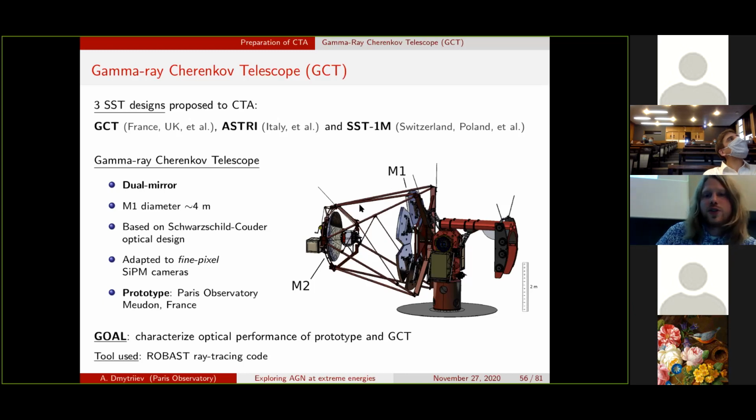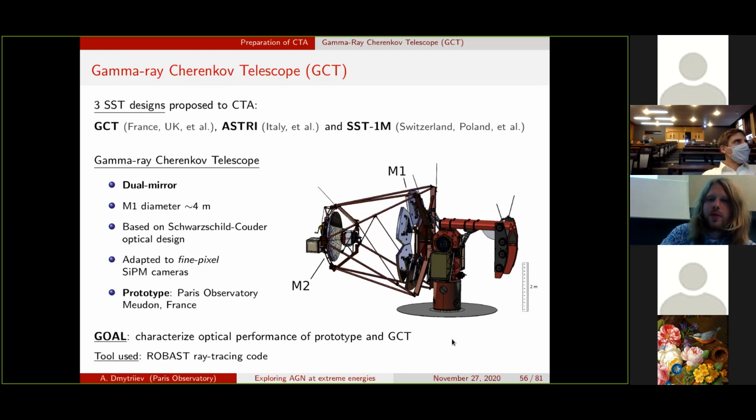it's the first telescope employing the Schwarzschild-Couder optical design, contrary to conventional single dish designs, and it's very well adapted to fine pixel silicon PM cameras. This is M1, the primary mirror. It's composed of 6 hexagonal petals or segments, and this is M2, which is monolithic. These mirrors are metallic, and the overall design of GCT allows a quite lightweight structure and a lightweight camera.